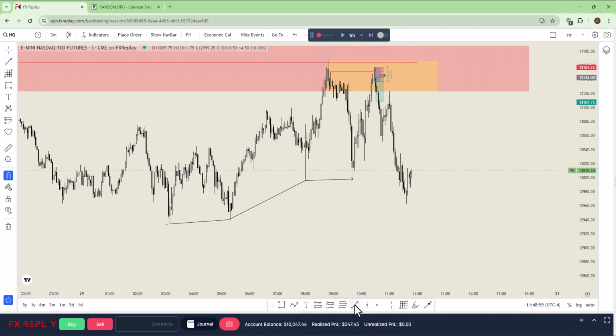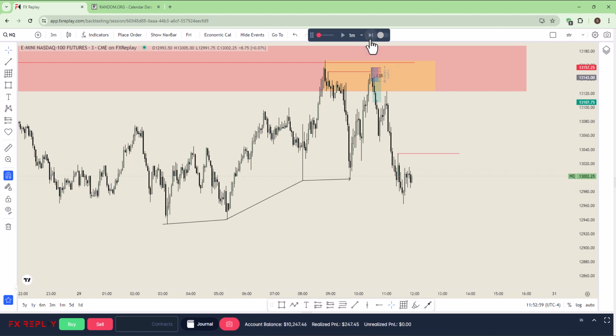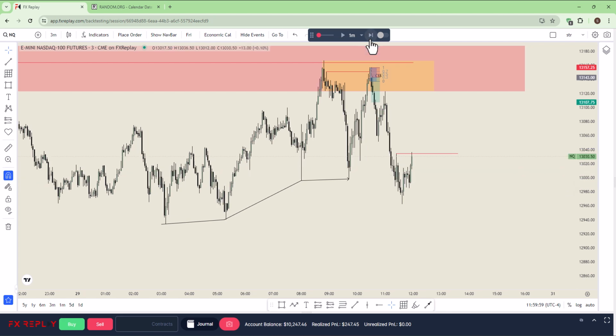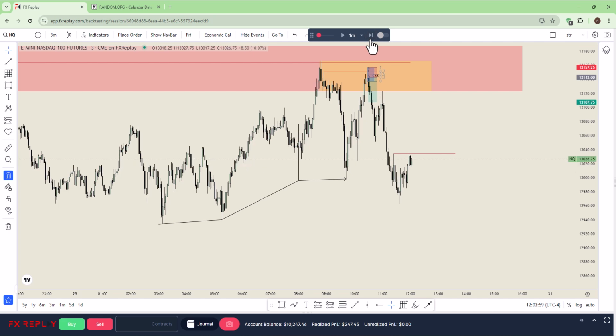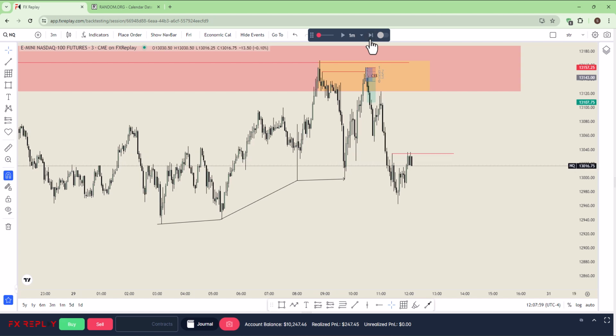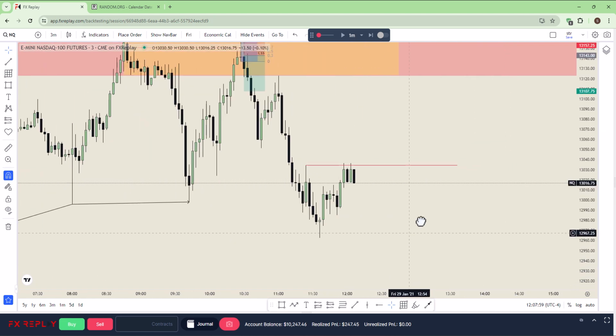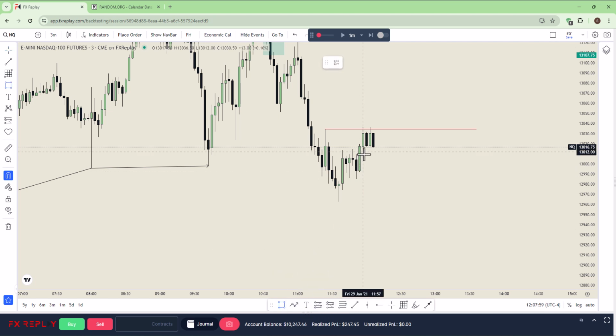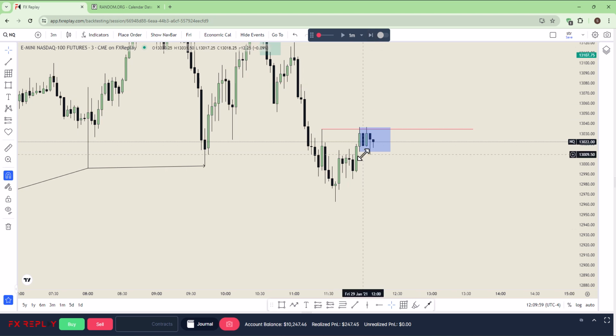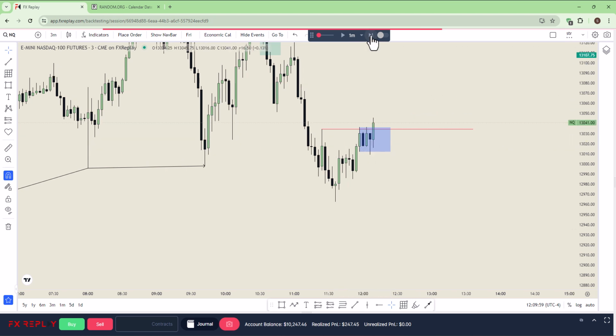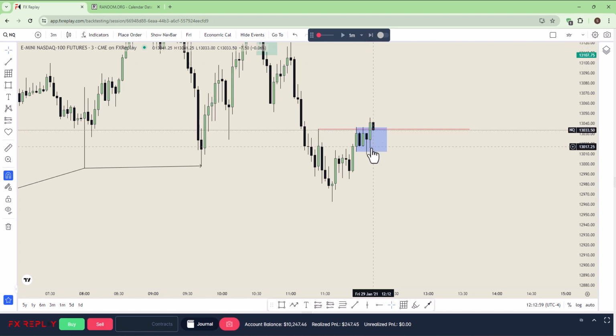I would like to see this high right here gets taken. We want to see a body closure. This is only a wick. So this is not valid anymore.